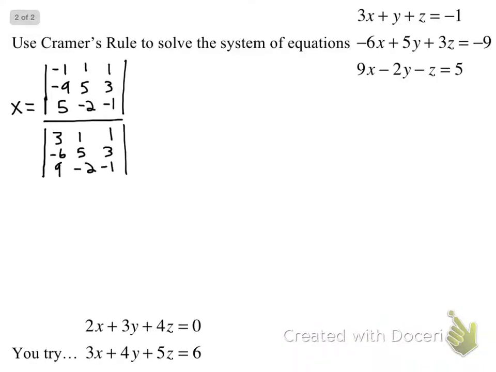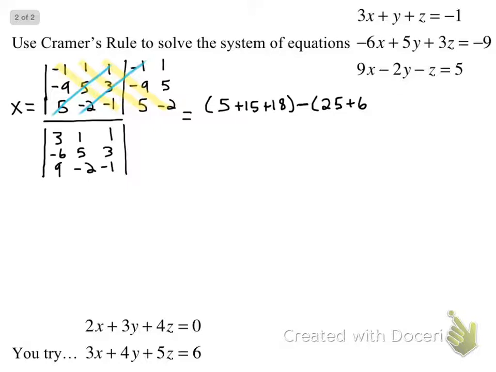Alright, so when doing these, I did this first example with x. I replaced the x column with -1, -9, and 5, and I solved by using diagonals. And so I did -1 times 5 times -1 is 5. 1 times 3 times 5 is 15. 1 times -9 times -2 is 18, minus the diagonals going in the other direction give me 25 plus 6 plus 9.